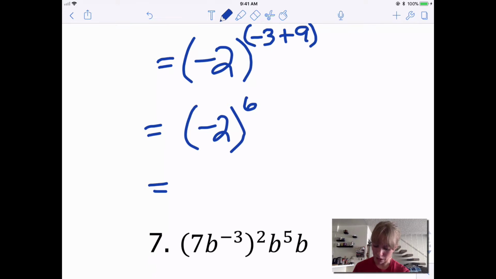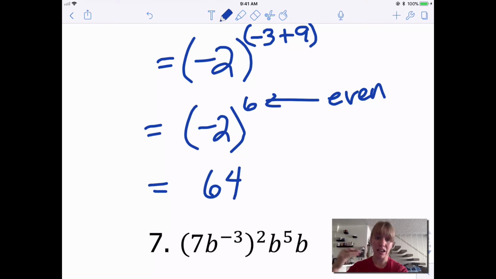And I can plug that into my calculator to get my final answer. On this one, I'm actually going to do it all the way out because this is going to be 64. And since this is an even power, I know that I'll have an even number of negatives. So an even number of negatives is going to get me a positive final answer, +64.